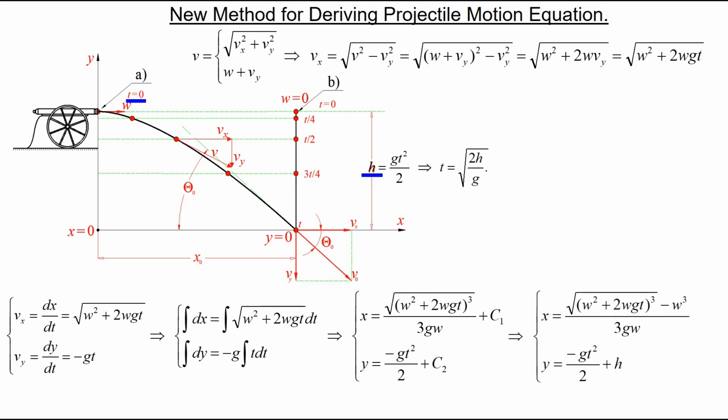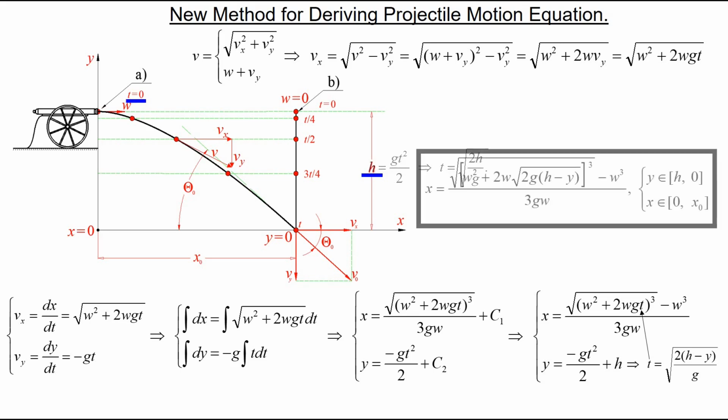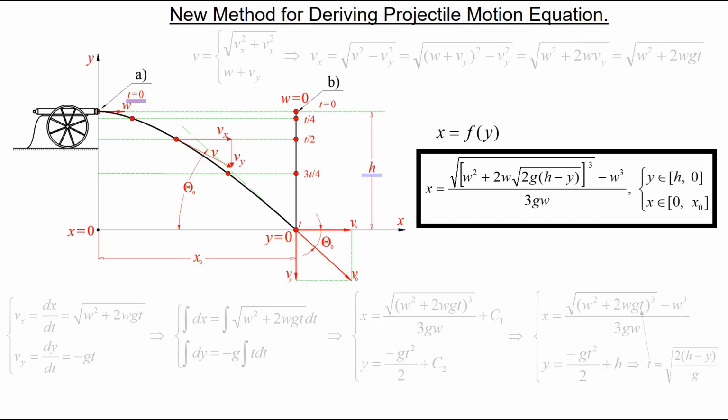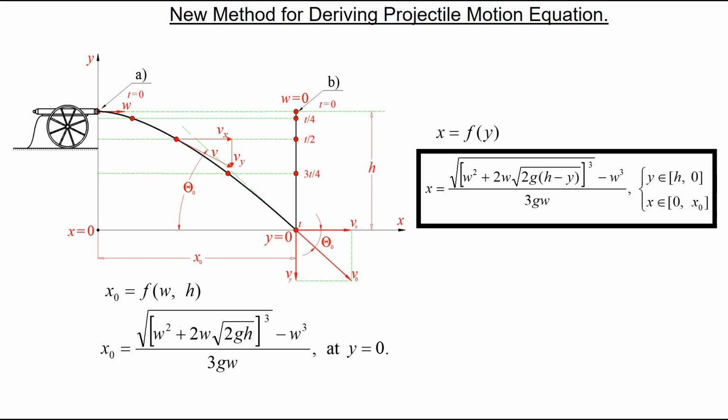From the y distance term, we can express the time variable t and insert this expression into the x distance function and get the projectile motion equation from the y variable. From a distance range, we can solve the maximum distance x0 at point y0. We see that maximum height distance x0 is a function of initial velocity v and height h.